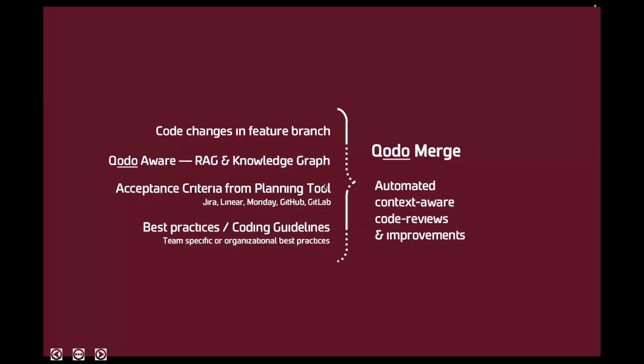The inputs that go into Qodo Merge performing the automated review are as follows. Of course, we take into account the code changes of the feature branch. That's one. Number two, if you have Qodo Aware set up, then it's a RAG and a knowledge graph that goes into the Qodo Merge review context as well. Then you have the acceptance criteria from the planning tool. So this could be Jira, Linear, whatever. We take the acceptance criteria into account for the review. And finally, best practices and coding guidelines that you have set up for your organization or team.